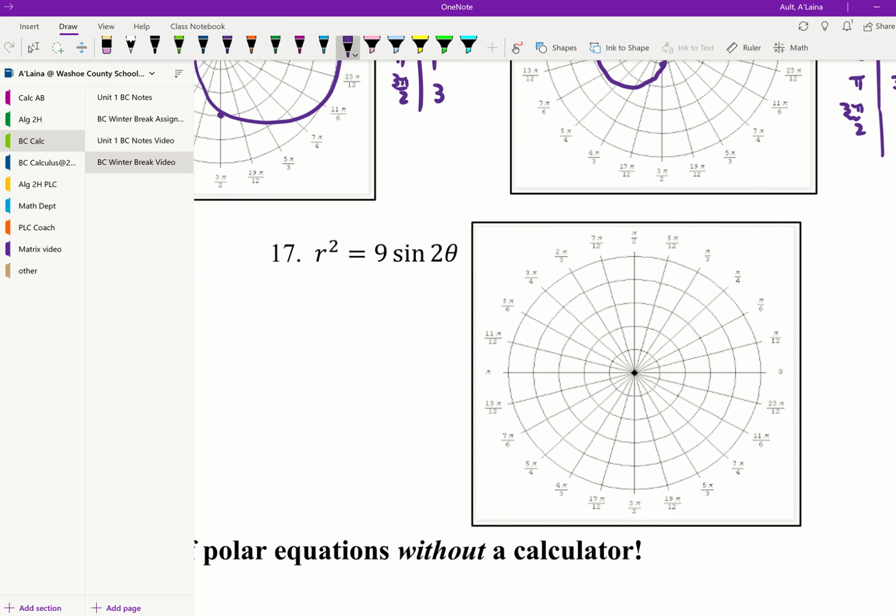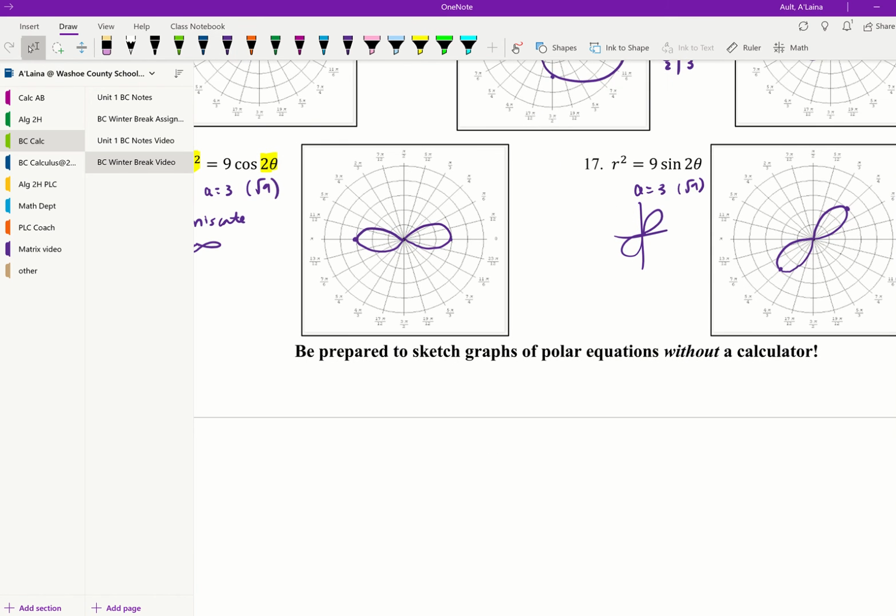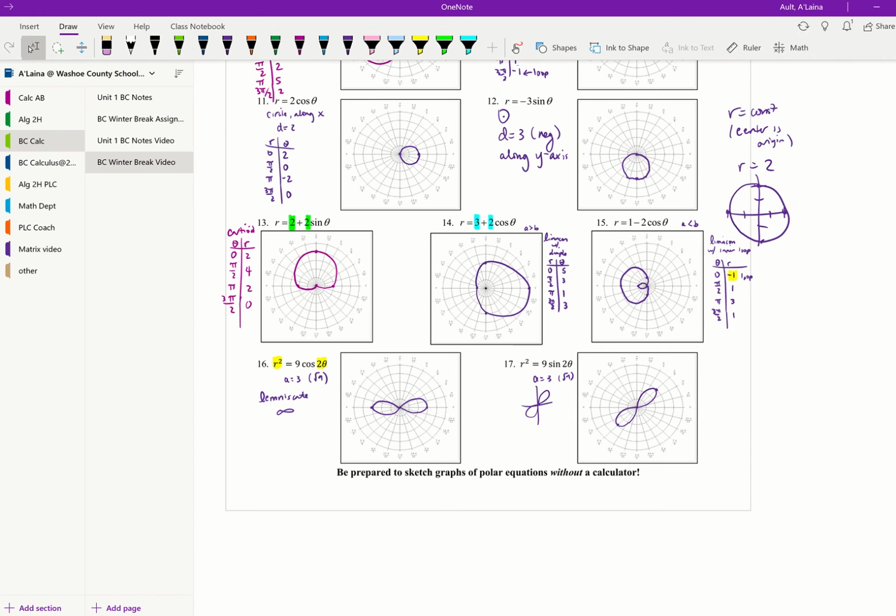Right here, sine, again, A is positive. So A is 3, which is the square root of 9. And this is also infinity, but this infinity symbol is always going to be in the 3rd and 4th quadrant here. And it's symmetrical. So it'll split right in the middle, along that pi over 4. How wide is that? Probably, the petal's actually wider than I drew it. Sorry. But I'm just happy if you get the shape. All right, that is the end of the winter break assignment.